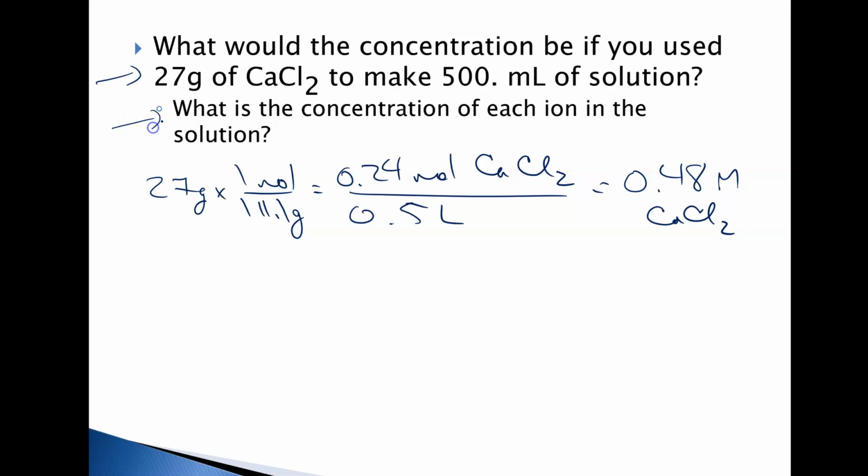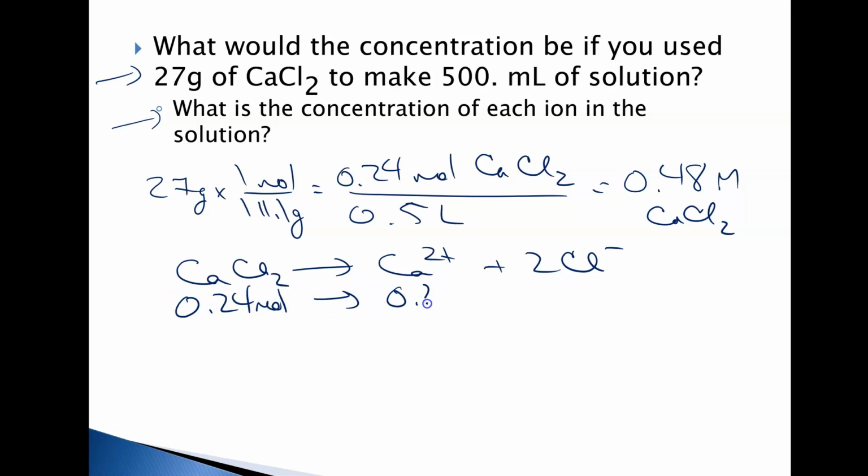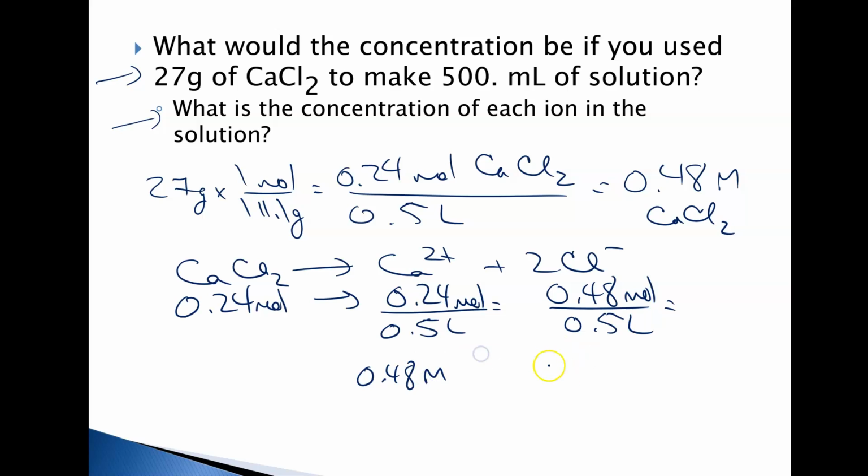Okay. Then it says, what is the concentration of each ion in the solution? So this goes back to our dissociation reactions. When I take CaCl2 and I put it in water, it turns into calcium ion and 2 chloride ions. And for every 1 mole of calcium chloride, I get 1 mole of calcium and 2 moles of chloride. So if I have 0.24 moles of this, I'm going to get 0.24 moles of calcium ion, but I'm going to get 0.48 moles of chloride. And to find their molarity, all you do is divide by the volume. So this would be 0.48 molarity, and this would be 0.96 molarity.